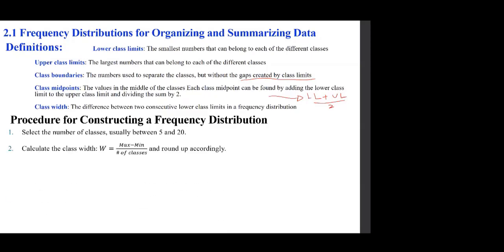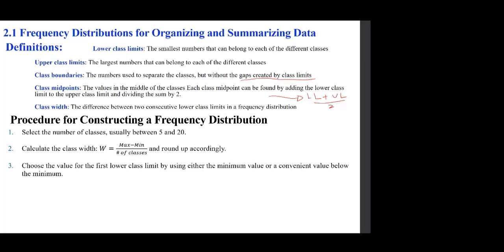The class width, you want to approximate that. Max minus min divided by the number of classes, that would be the width. And you have to round up always because you want to cover all the data. You want to choose a value for the first lower class limit by using either the minimum value or a convenient value below the minimum.